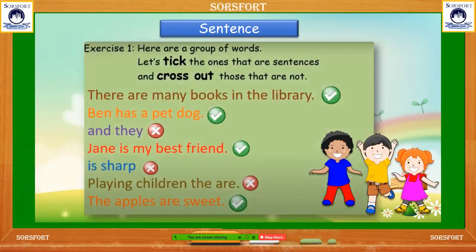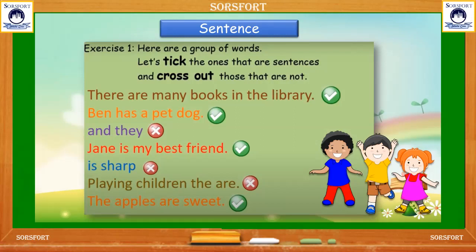So now let's see. Here there are a group of words. Let's take the ones that are a sentence and cross out those that are not. So the first one you can see here, there are many books in the library. So it's a complete sense and it's a complete sentence. So that's why we will take it. Next one, Ben has a pet dog. So it is also a complete sentence. So we will take it again.